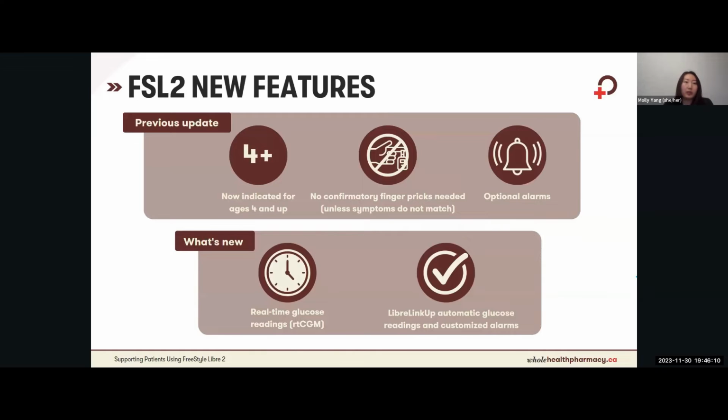So let's go into some of the new features. In the previous update, in the previous year, FreeStyle Libre 2 was updated to expand the indication, to remove the need for confirmatory finger pricks and to add optional alarms. In this latest update, we've added the opportunity to get real-time glucose readings. There have also been updates with the Libre LinkUp app and customized alarms there. We'll go into the Libre LinkUp app, which is for caregivers to use, in the following slides.